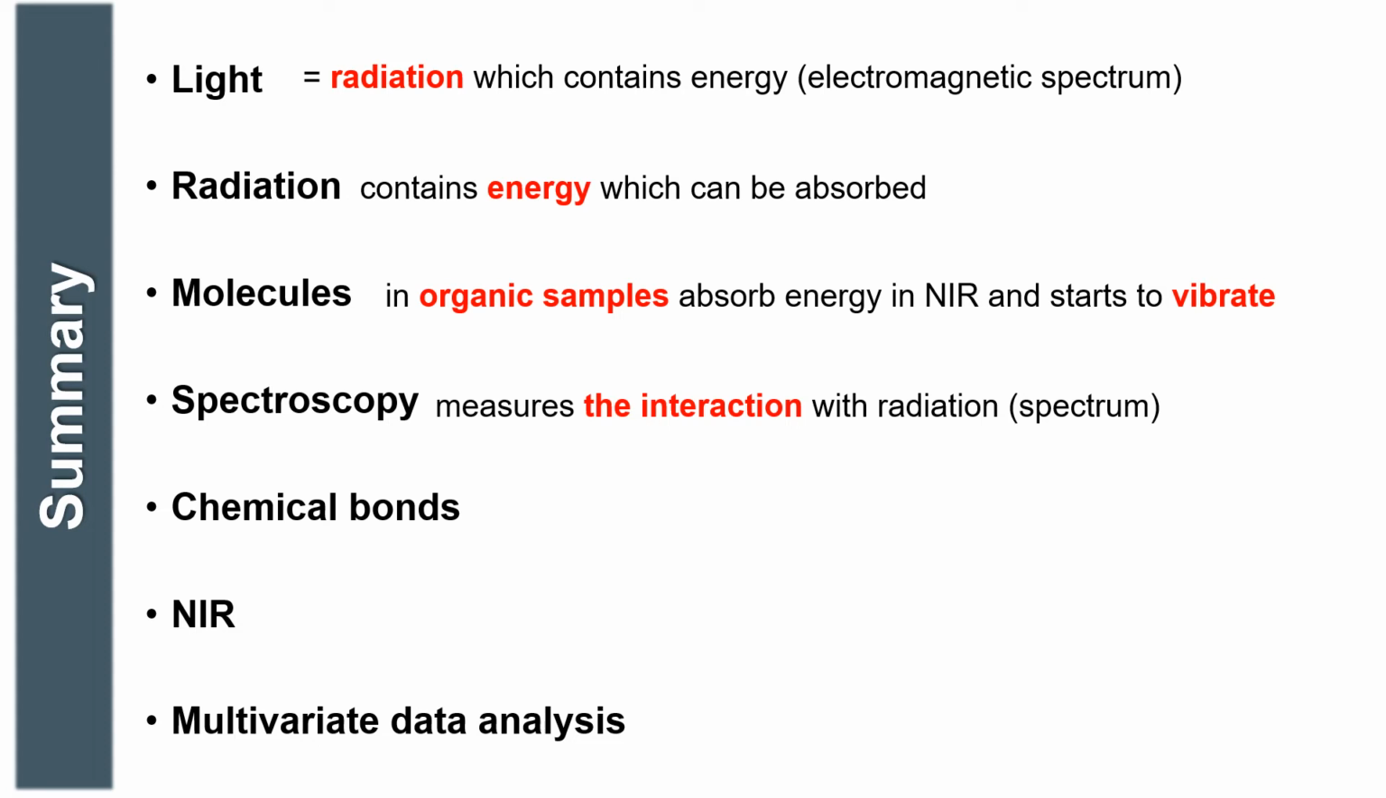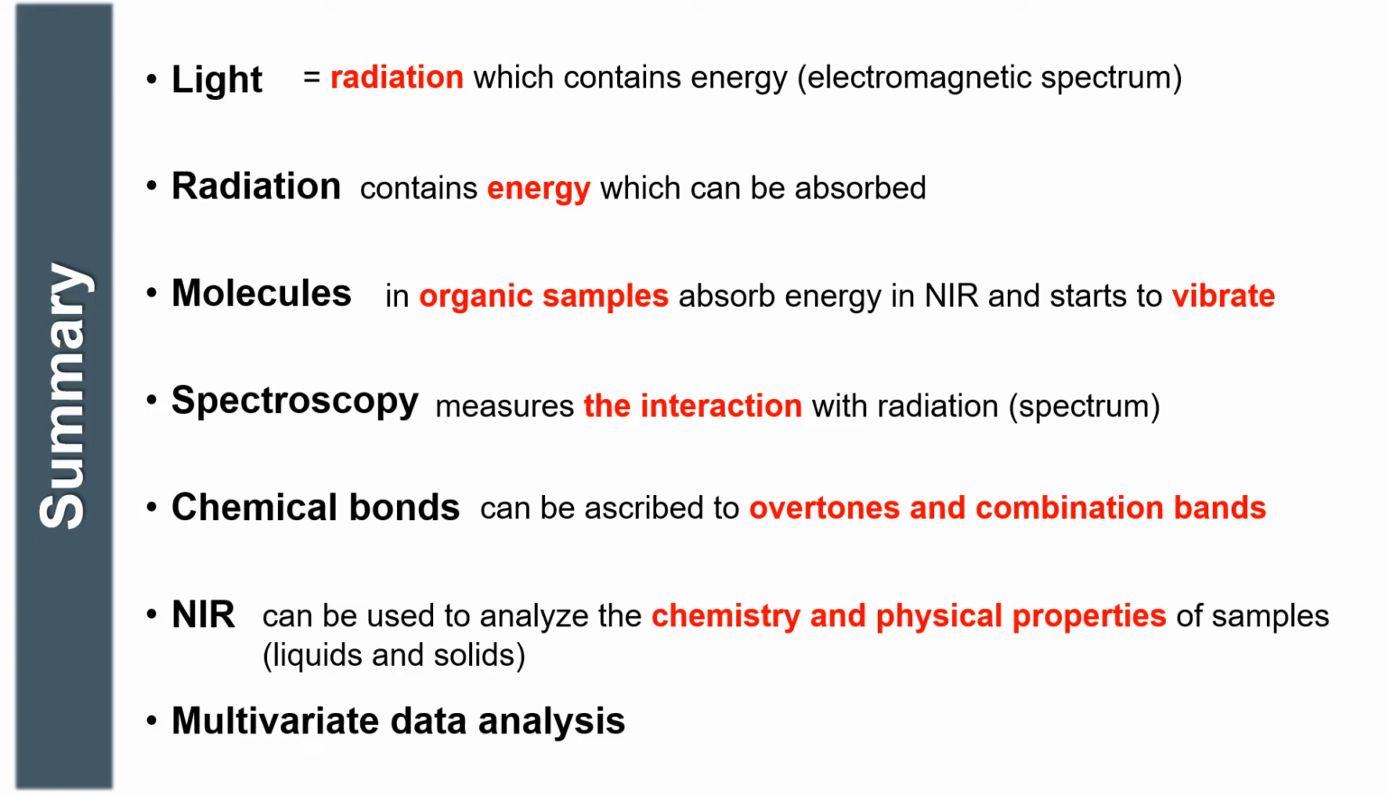Spectroscopy measures the interaction of radiation with matter and records the response as a spectrum. In NIR spectroscopy, the chemical bonds are linked to overtones and combination bands. NIR spectroscopy can be used to study the chemical and physical properties of samples and can be applied to liquid and solid samples. Analysis of the results requires the use of multivariate data analysis tools.